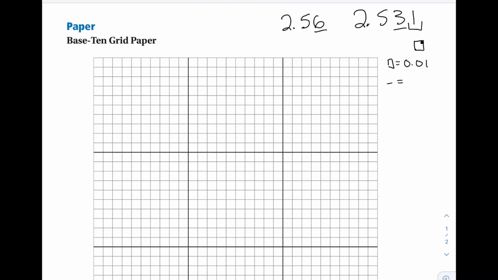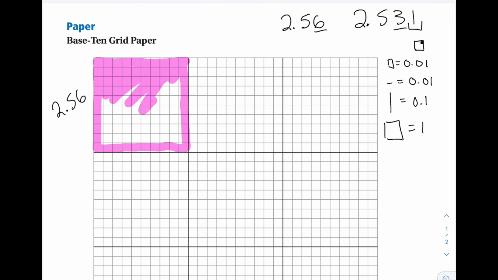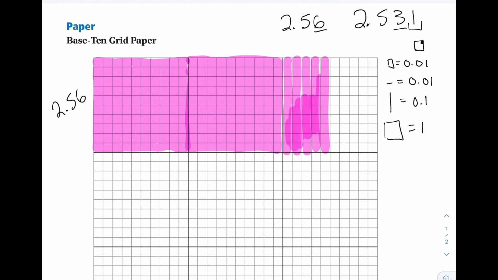So if we go back to our notation of 1 unit is going to be a hundredth, then 1 rod or 1 set of 10 will be a tenth, and then one of these squares will be 1. So as I represent 2 and 56 hundredths, I'm going to need to shade in 2 of the large squares, 2 sets of 100. If each small square is a hundredth, then having 100 of them will add up to 1. Then we'll have 5 tenths, that's a 10 by 1. And then finally we'll finish up with 6 hundredths, that's our little square. 1, 2, 3, 4, 5, 6.